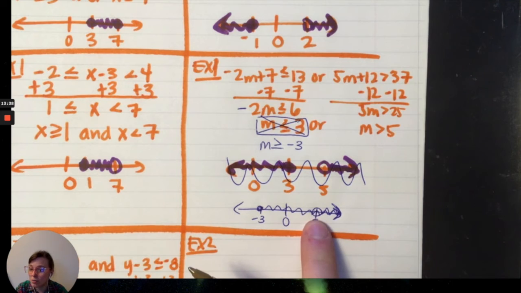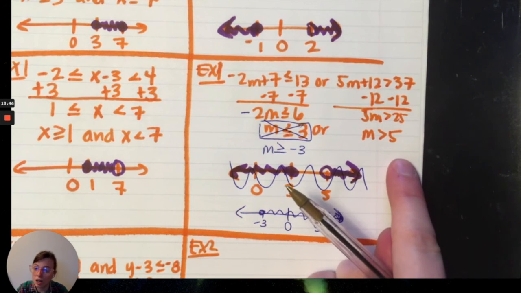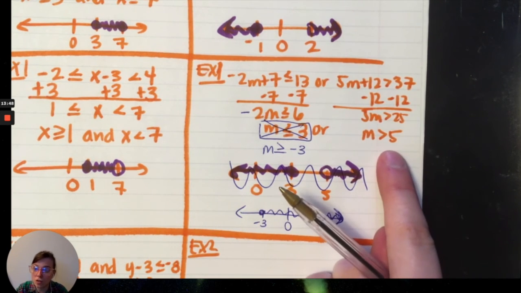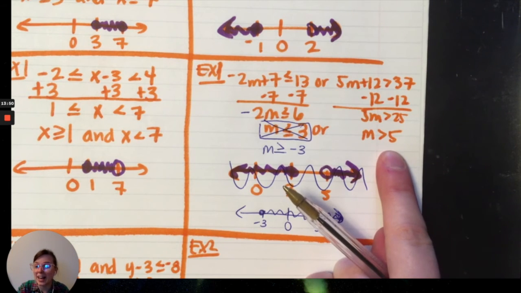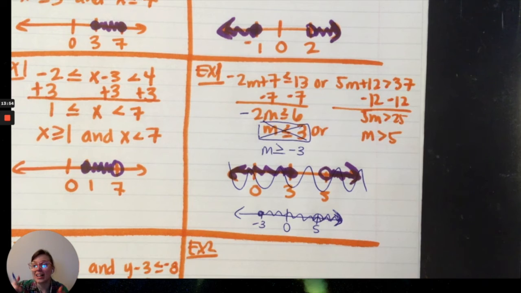5 is now actually part of the solution, and that's okay because it's true for this. 5 is greater than or equal to -3, but 5 is not greater than 5. So even if it's false for one of them, it can be true for the other, and that's okay. So that's an OR. Either one could be true or both can be true. And with AND, both must be true. And that's a huge logic thing in math.